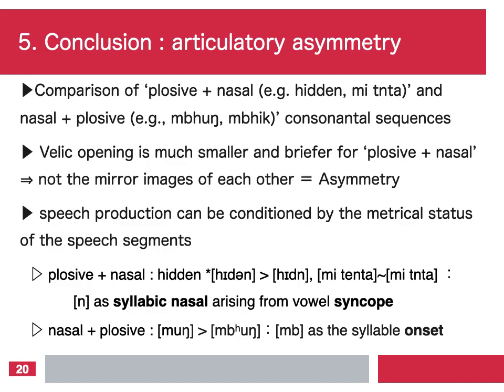This is another case demonstrating that speech production can be conditioned by the metrical status of the speech segments. In the present case, plosive plus nasal sequence, such as in hidden and Nitta, was achieved by vowel syncope. So N here is a syllabic nasal. On the other hand, for the nasal plus plosive case, the denasalized stop is a syllable onset arising from denasalization. So they are drastically different in their metrical status.